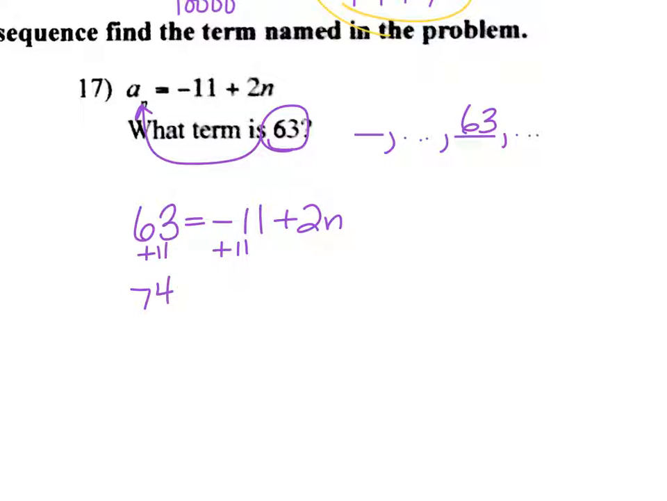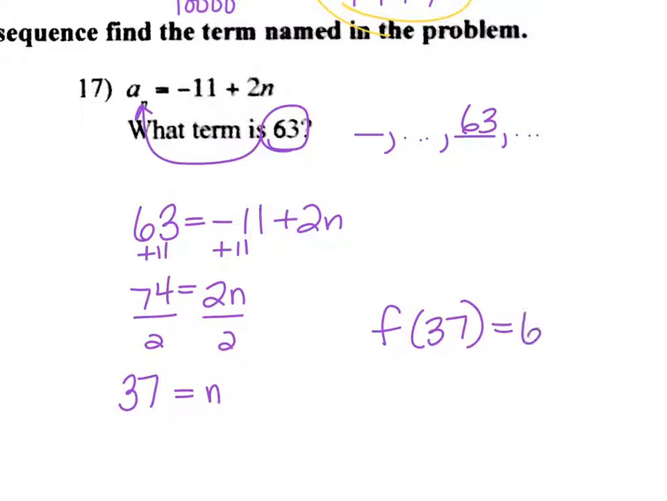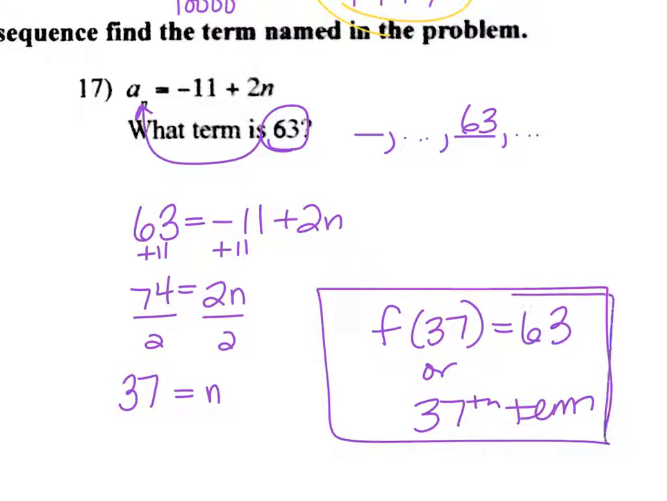Add 11, 74 equals 2n. Divide by 2. And that's going to give me n equals, let's see, 37. So that would mean f of 37 equals 63. Or you could say the 37th term. Either way, you're indicating that the 37th term is the one that is 63.